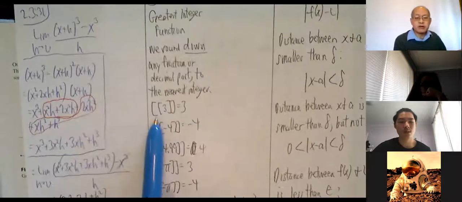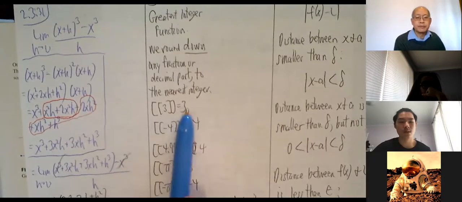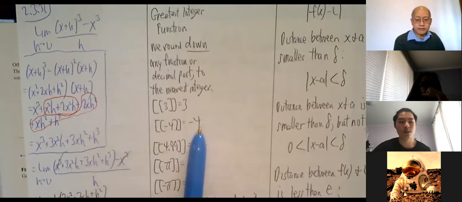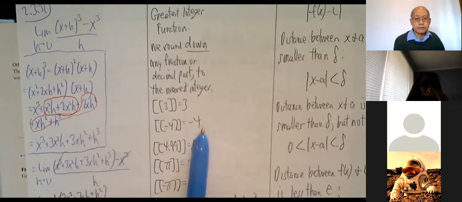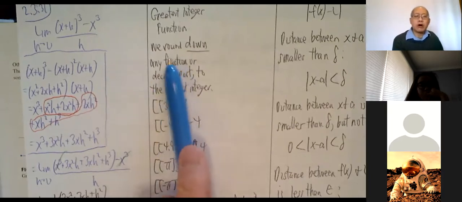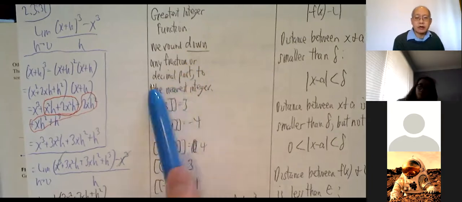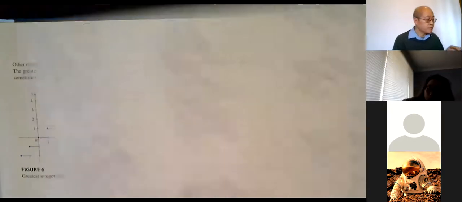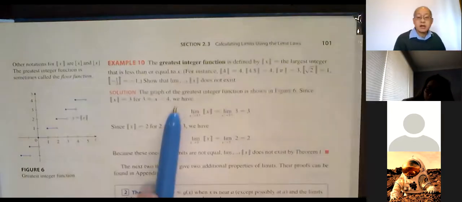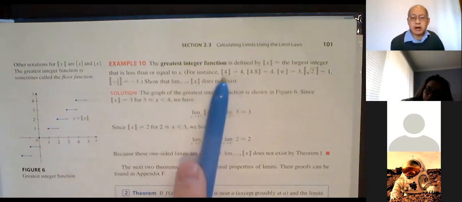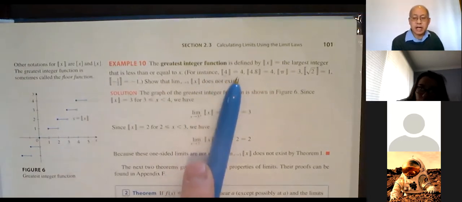So the greatest integer function of 3 is 3. The greatest integer function of negative 4 is negative 4, if it's already an integer. But if you have any fraction or decimal part, you always round down. You will round down any fraction or decimal part to the nearest integer. Okay? So they give you some examples here. The greatest integer function of an integer, 4, stays 4.